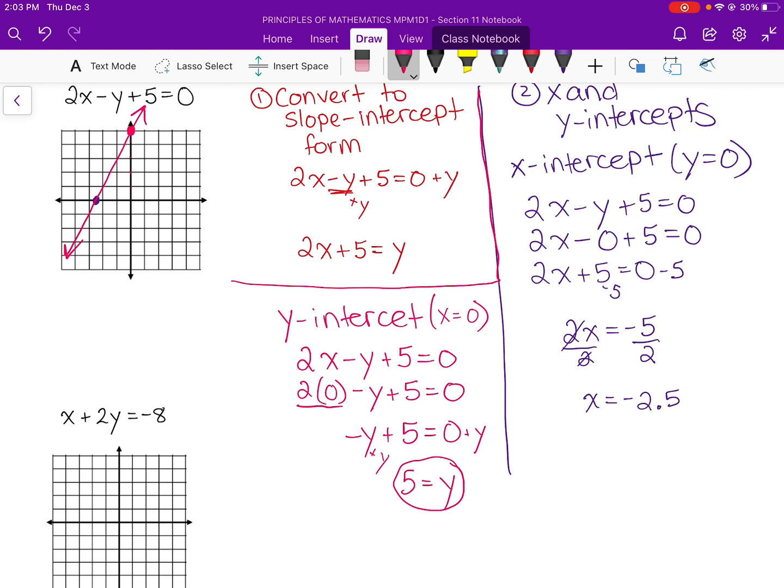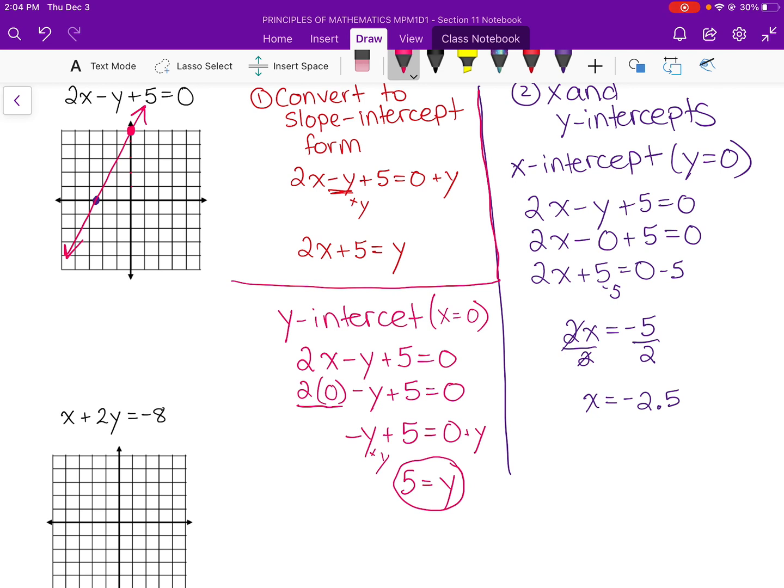Oh, I'm so sorry, my thing didn't keep going. Anyways, here's how I found my y-intercept. I subbed 0 in for x, got rid of 2 times 0 because it's just 0, and I had negative y plus 5 equals 0. So I added y to both sides to get rid of it, and I ended up with 5 equals y. You could have also gotten rid of the 5, but then there's this silly negative in front of the y, so you'd have to get rid of that too. And then I found my y-intercept. Then I can plot my x-intercept and my y-intercept and make a line between them.